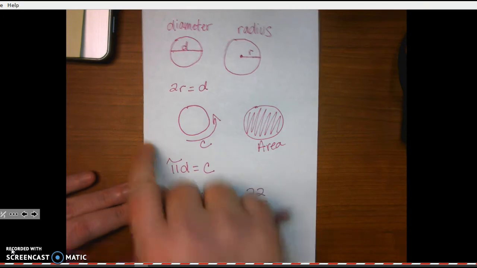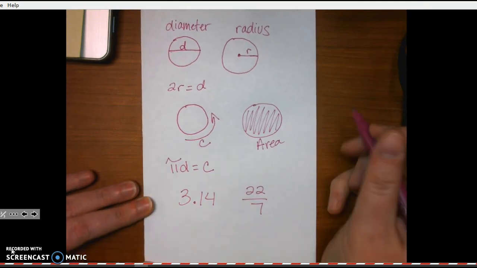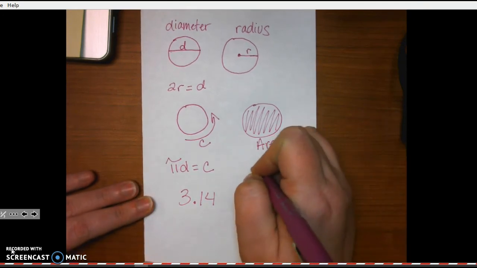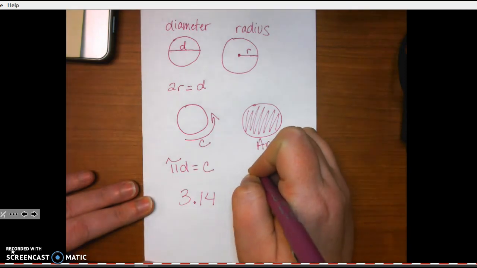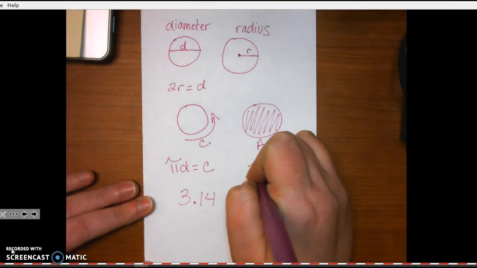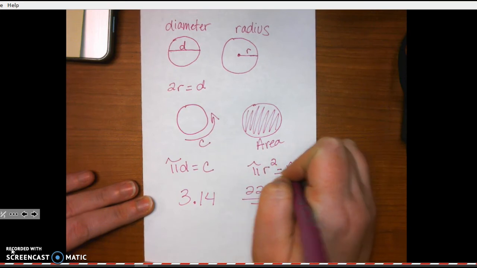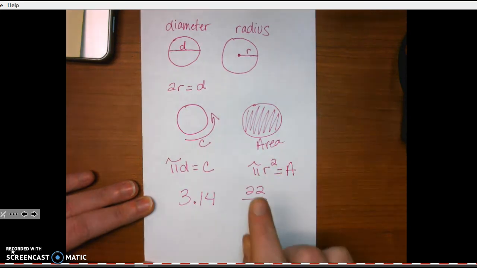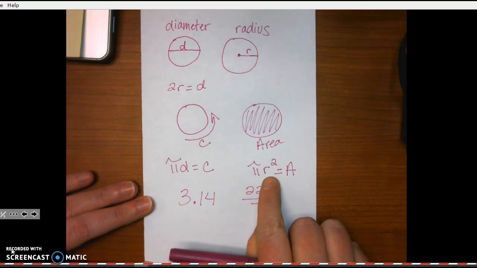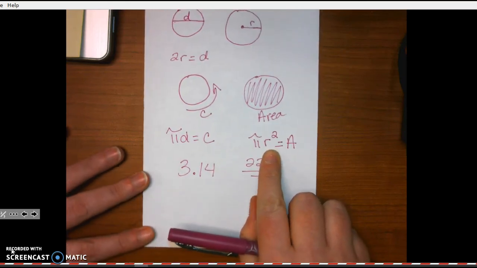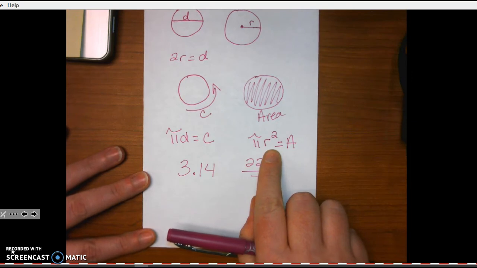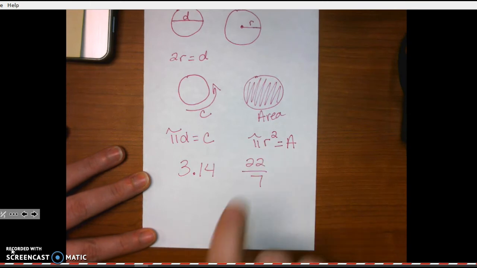Now, I don't want to forget to talk about area. Area says, and this one's going to be fun, pi r squared equals your area. Now, I want to make sure that we don't forget that this r squared means r times r, not 2 times r, okay?